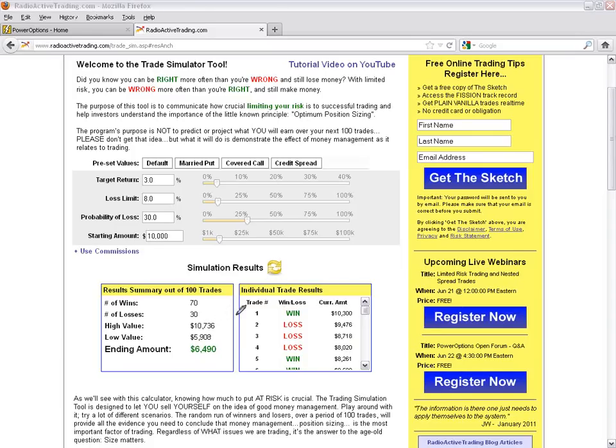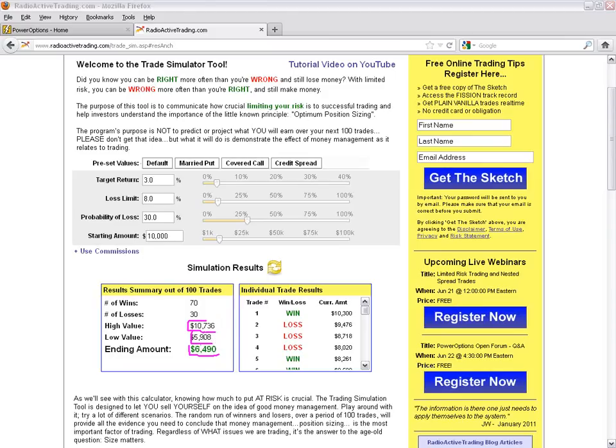What happens at 70-30? Well, after our first couple of trades, we were able to take our high value up to 10,736, but over time, being right 70% of the time, our account value did drop to 5,900, and an ending amount would be about 6,500. We're down 35% from where we started, even being right 70% of the time. We're looking to make a target return of 3%, a loss limit of only 8%, assuming we only get filled at an 8% loss, which we all know in some cases in a covered call trade, like might have happened with BBBY this morning, you might have an 8% stop loss, but you're going to get filled for less. But even being right more often than wrong, you're still going to lose money over time.